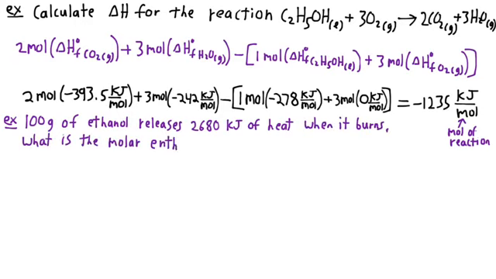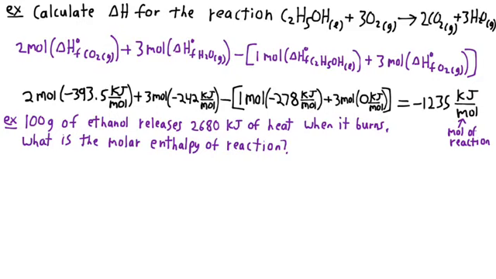So then, one more example. If 100 grams of ethanol releases 2,680 kilojoules of heat when it burns, what is the molar enthalpy of the reaction? So molar enthalpy just means per mole, like this. Per mole of reaction means when you're using this many mole of things. When you're using 1 mole of ethanol and 3 moles of oxygen, and you get 2 and 3, that's 1 mole of the reaction.